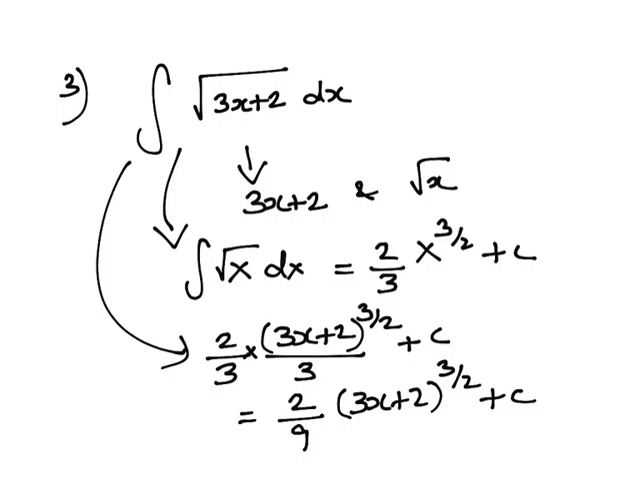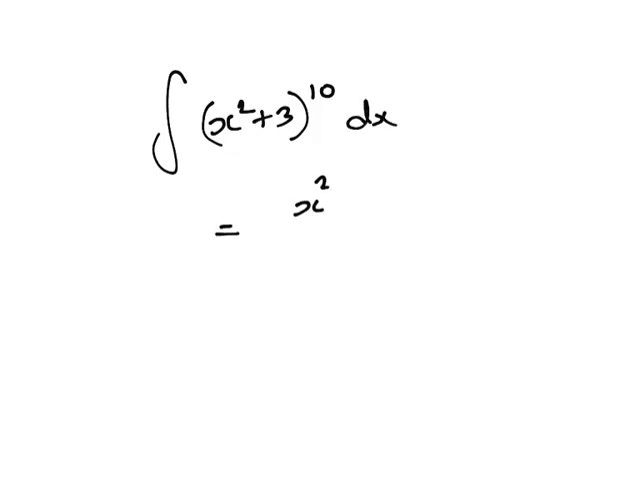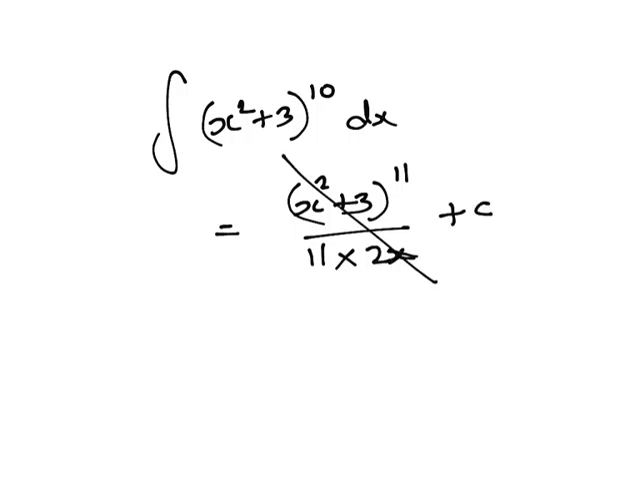Now one important point, students. For example, if it is, let's say, x squared plus 3 whole power 10 dx, for example. Okay, you shouldn't write this as x squared plus 3 whole raised to 11 by 11 and then in the denominator write the derivative of x squared, which is actually 2x plus c. This is incorrect.